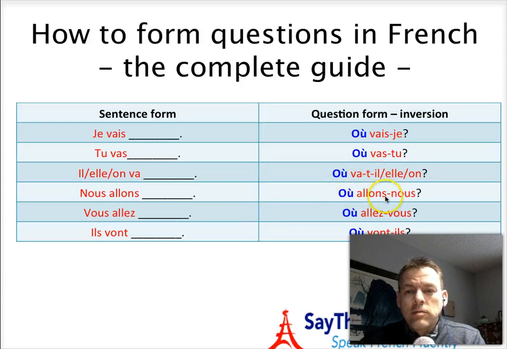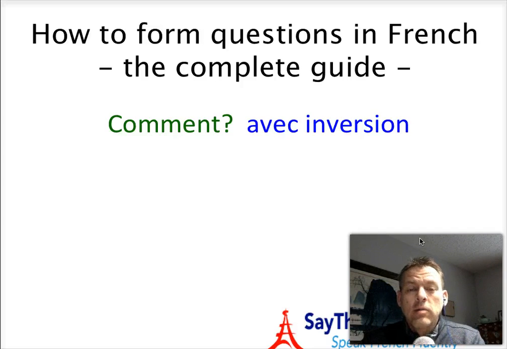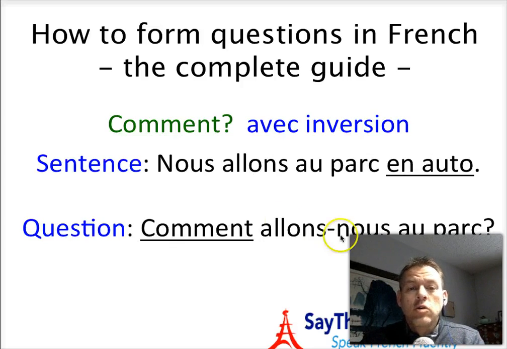All right. So here, où allons-nous? Où allez-vous? Où vont-ils? They're all separated by hyphens. Trait d'union. All right. So we're going to our second example. Comment, with the inversion. Our first sentence, nous allons au parc. And then en auto, en voiture.